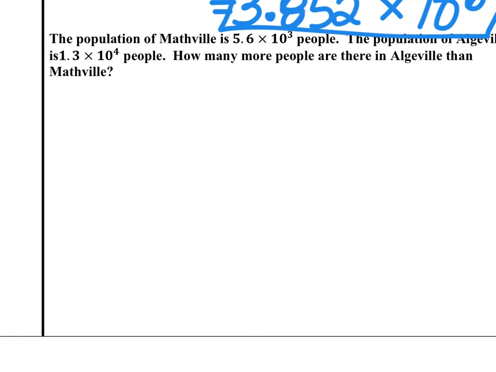Next one. The population of Mathville is 5.6 times 10 to the 3rd people. The population of Algeville is 1.3 times 10 to the 4th. How many more people are there in Algeville than Mathville? Discuss what you should do with your partner.